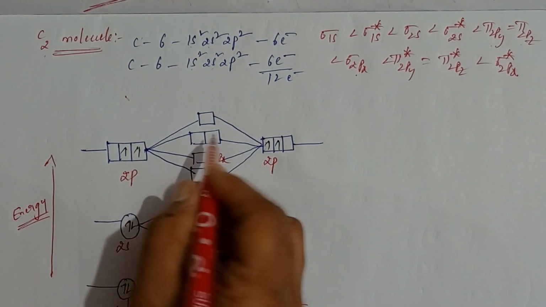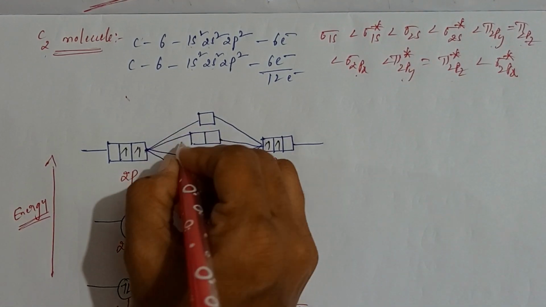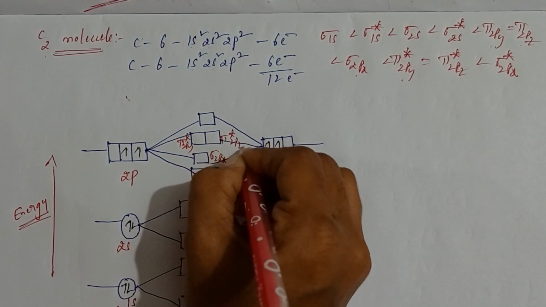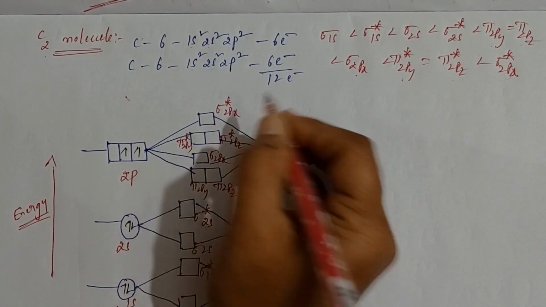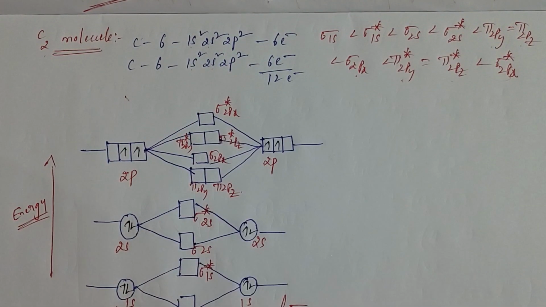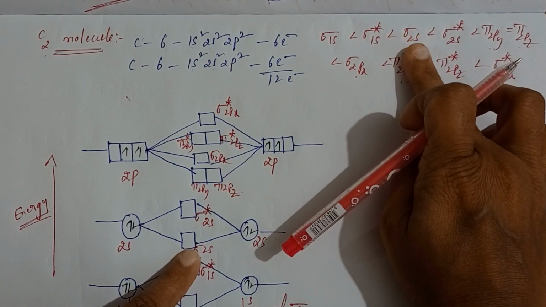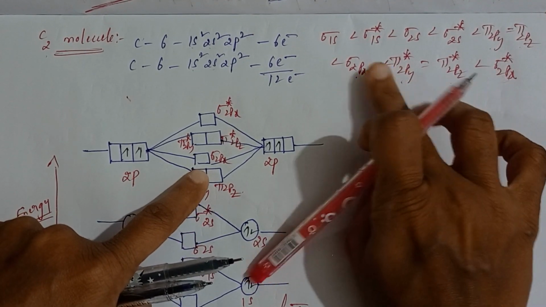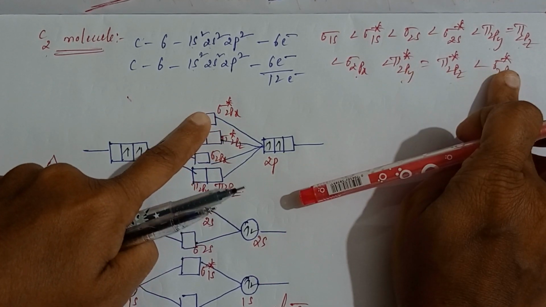Clear? Now these two orbitals are degenerate orbitals, pi star 2py and pi star 2pz. Both have the same energy. And the last one is sigma star 2px. Clear? This order only, just down to up I wrote. This is sigma 1s, sigma star 1s, sigma 2s. Next, sigma star 2s, pi 2py, pi 2pz, sigma 2px. Next, pi star 2py, pi star 2pz. This is sigma star 2px.